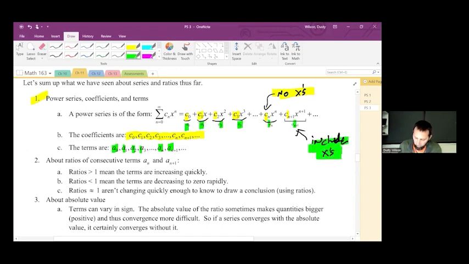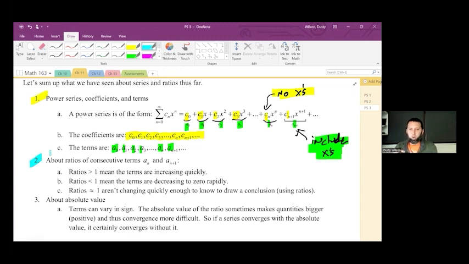And these include the x's. So 2, about ratios of consecutive terms, an and an plus 1. Like we talked about previously, if a ratio is bigger than 1, in the previous, we had an example where it was 3, for example, that means that the terms are increasing rapidly, each time you multiply by 3, in the example on the previous page.